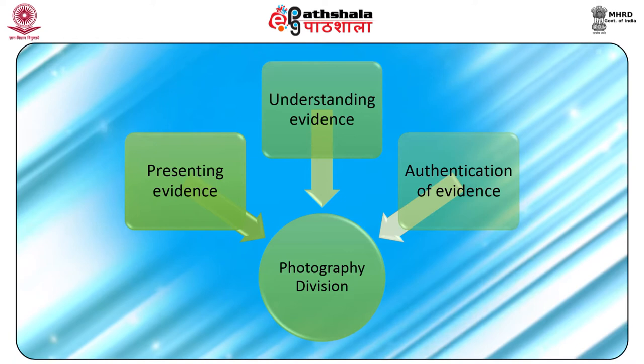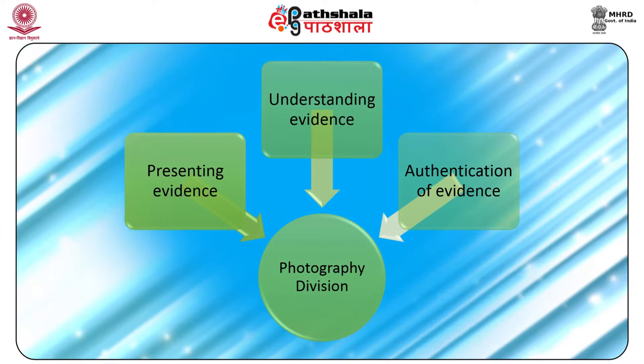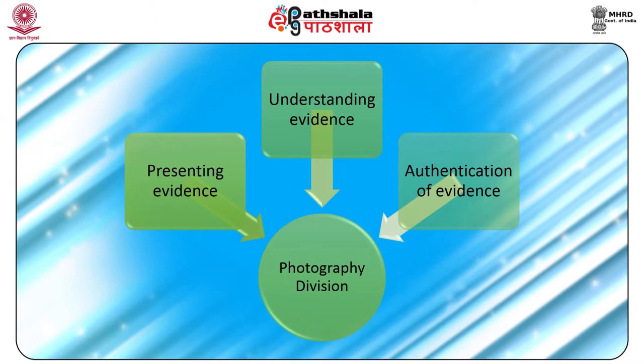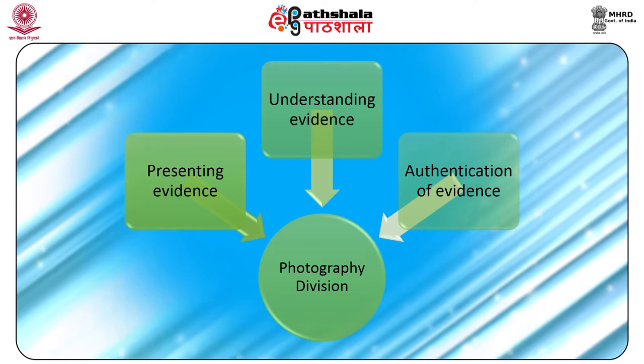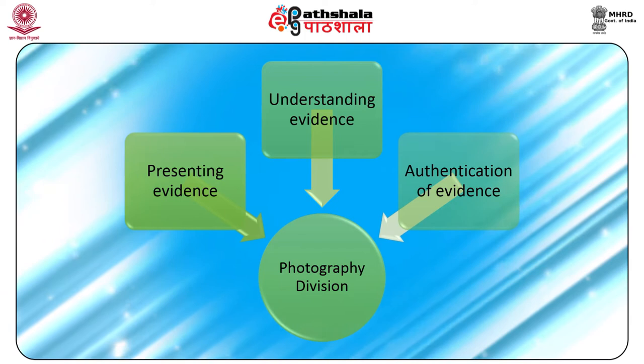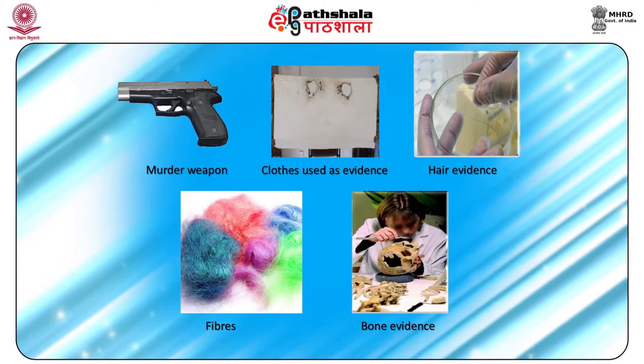Photography division. This is one of the most important centralized divisions of any forensic science laboratory, which plays an important role in presenting, understanding, and authenticating the results of various divisions of the laboratory to be presented before the court of law. This division also provides scientific support to all divisions in the examination of documents. Different types of crime exhibits, including murder weapons, holes in cloths, hair, fibers, bones, etc., can be presented before court with the help of this division.